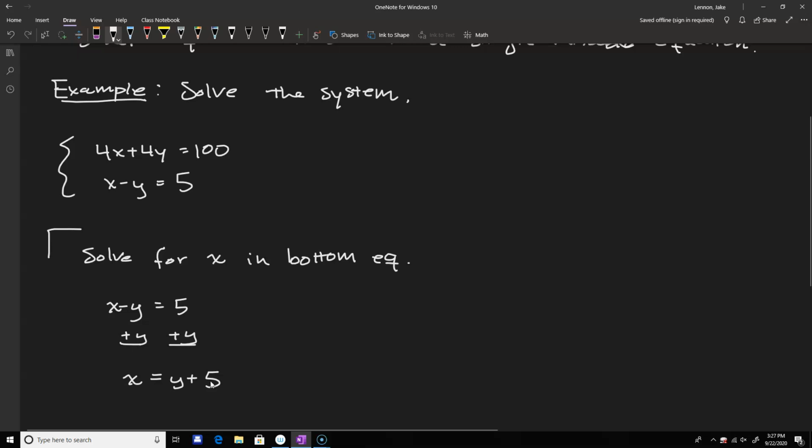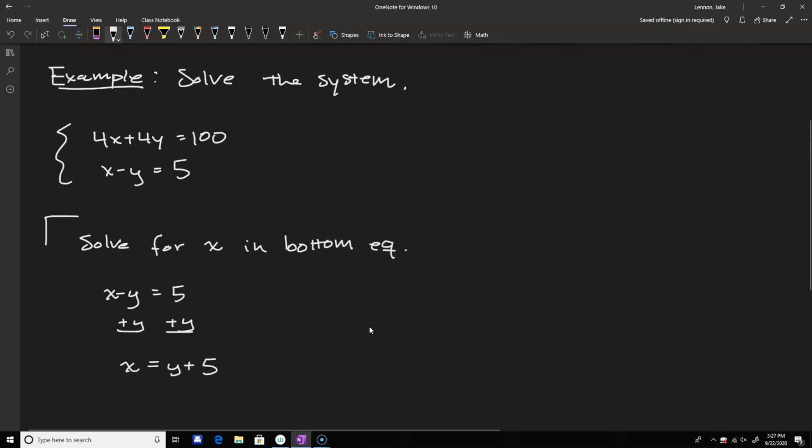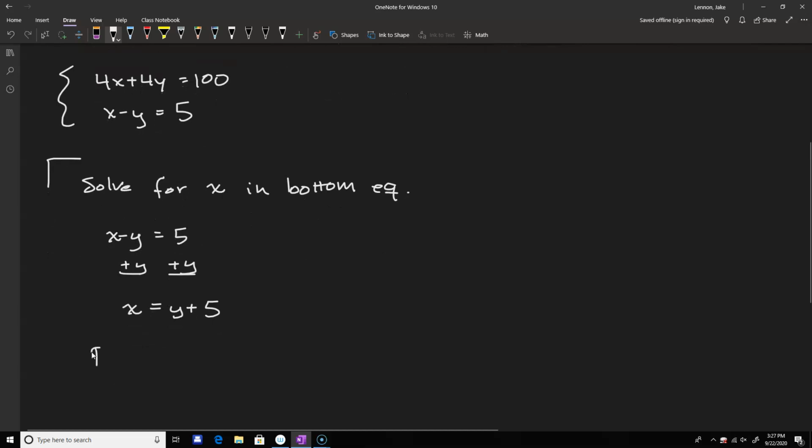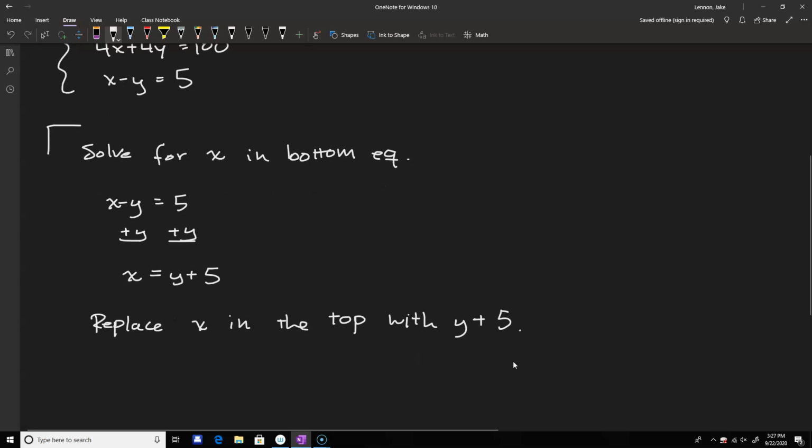Then we want to substitute into the top equation. So replace x in the top equation with y plus 5. Because it's being multiplied by something, namely 4, we have to put it in parentheses. Anytime you're doing something like that, you need to include the parentheses so that you remember to distribute. So we have 4 times the quantity y plus 5, replacing the x, plus 4y equals 100. That is the so-called substitution step.